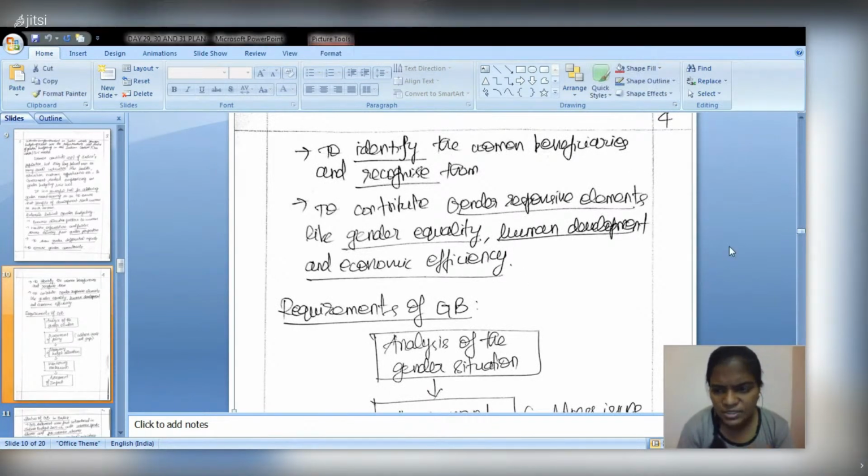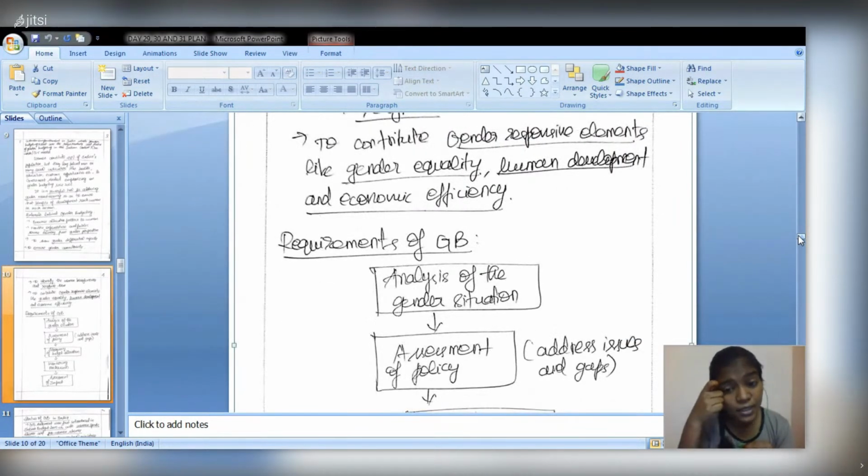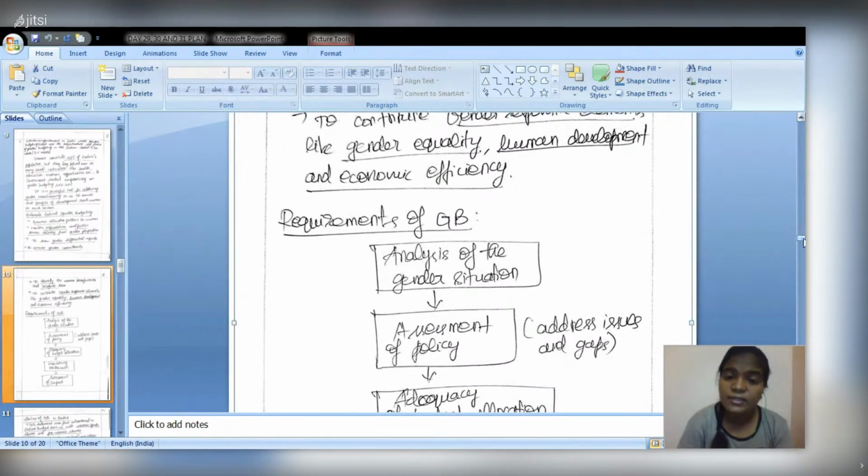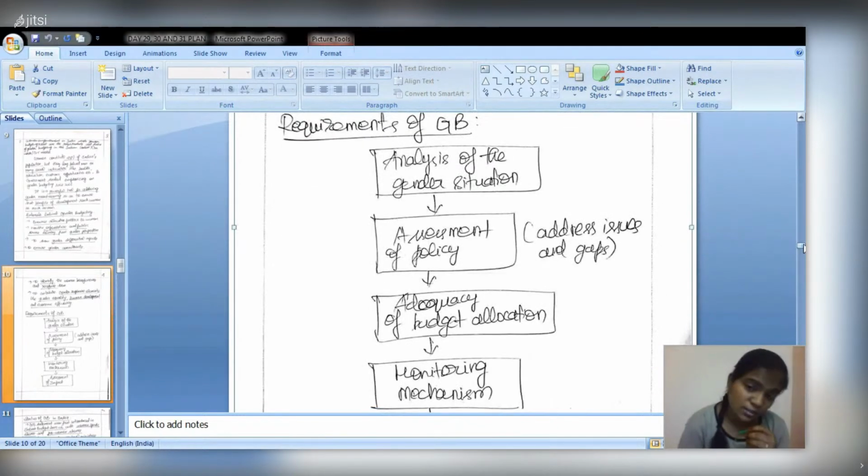Now the requirements of gender budgeting. The second part of the question is about the requirements and the third part is about the status of gender budgeting in India. For the requirements, they have given it in a step-by-step manner, but in order to conserve words, I have written it in the form of a flow chart. First, analysis should be done based on the census. Assessment should be done by addressing the issues and gaps faced by women in the country in terms of economy, social and political.